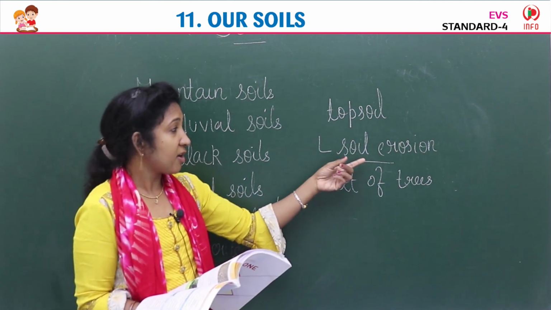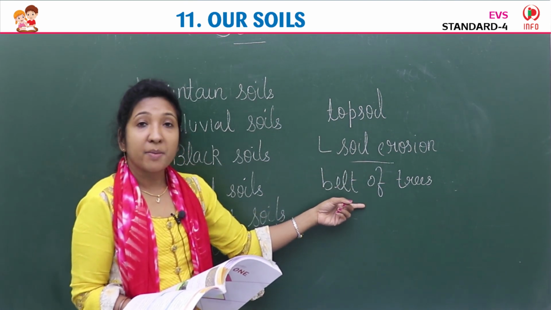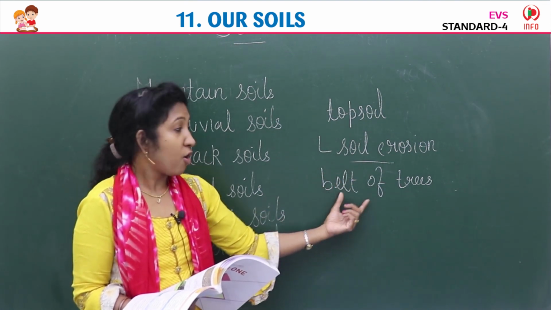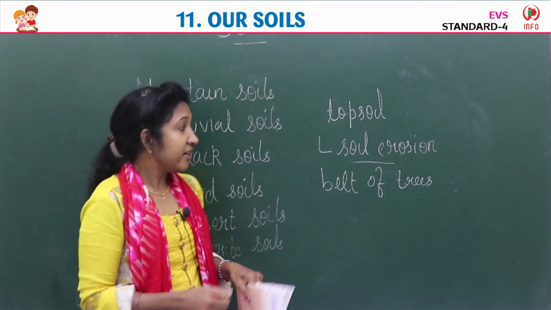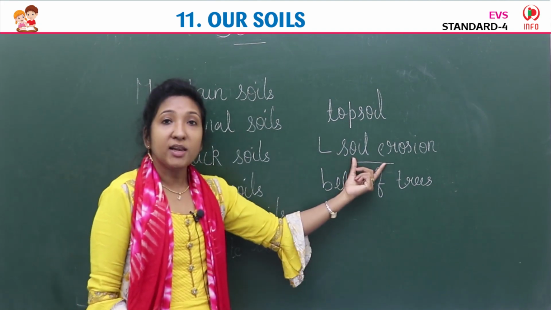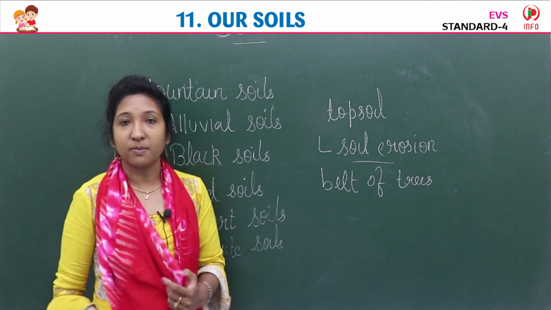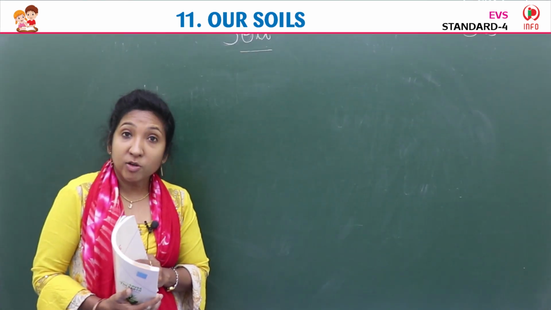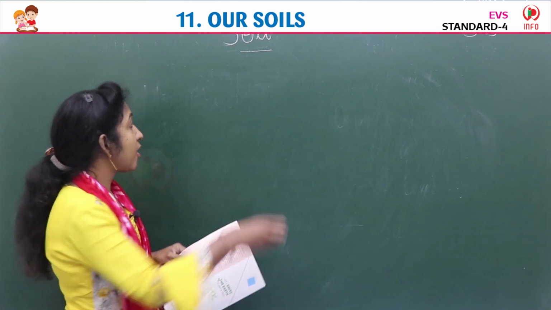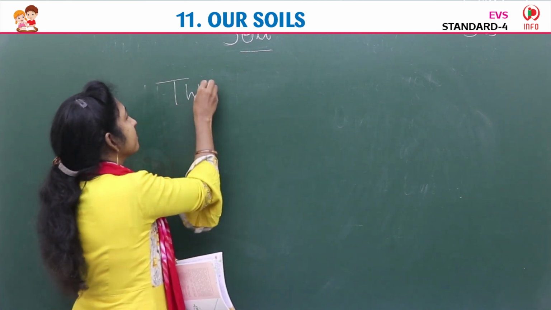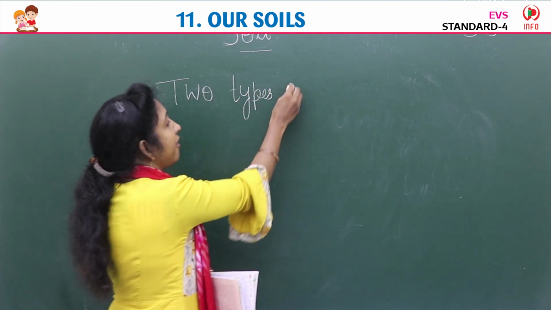So I told you this is soil erosion and how we can protect soil from soil erosion, like by planting rows of trees or belts of trees, isn't it? Okay. Now we will learn about two types of soil erosion. So children, soil erosion is of two types.